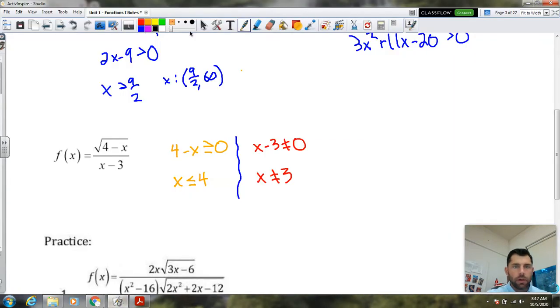Okay, so pretty straightforward. Those are your two domains, x less than or equal to 4 and x cannot be 3. So you can look below. We're going to get into some domain restrictions that have a lot more going on, a lot more pieces.